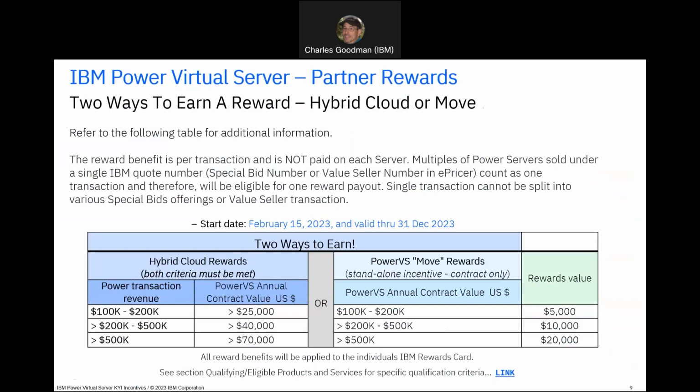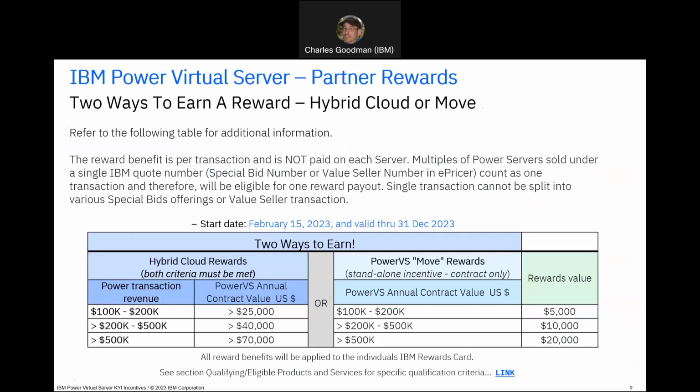The other way to earn is the Power VS Move reward. If you have a customer that is moving workload or just putting workload up on Power VS, and they're spending between $100,000 and $200,000 in an annual contract, we're going to give you a $5,000 MasterCard gift card. And in this case, you have a customer that buys a $500,000 annual contract on Power VS.